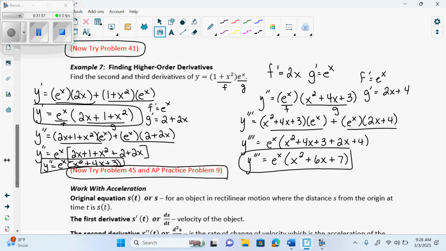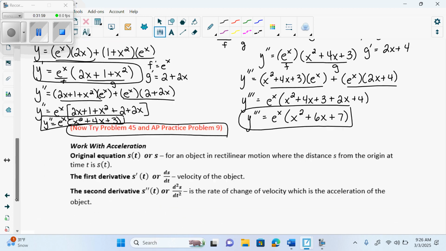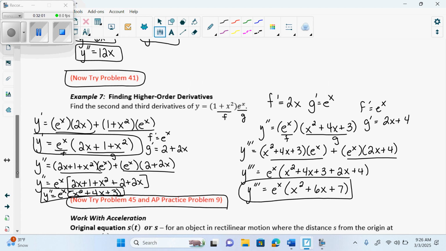So I'm going to give you the next 15 before we go to this acceleration question, which we'll talk about, to work on all the ones I boxed.